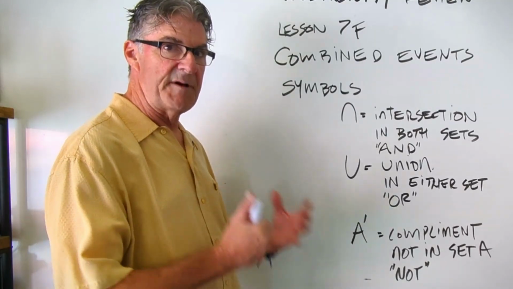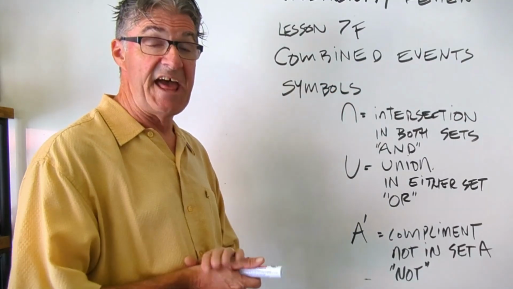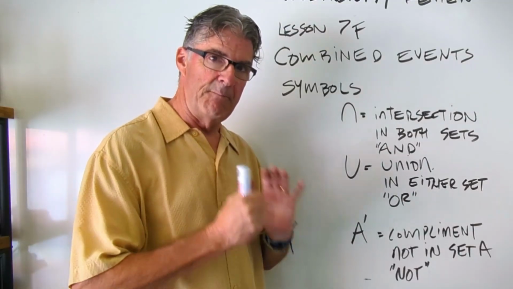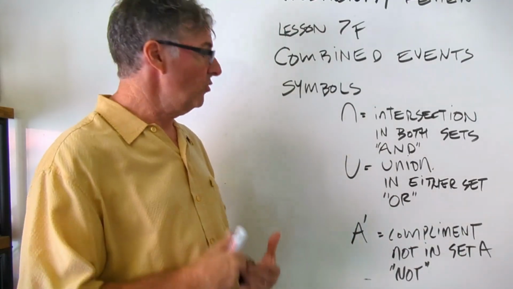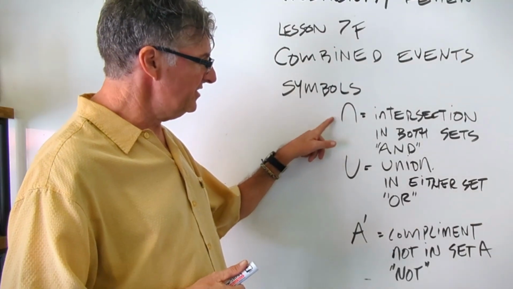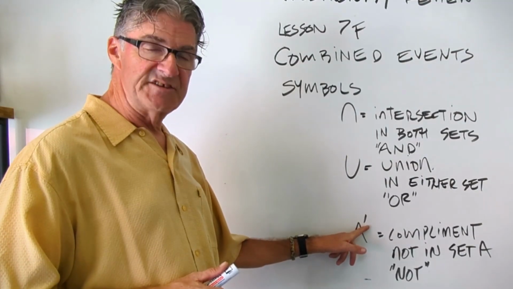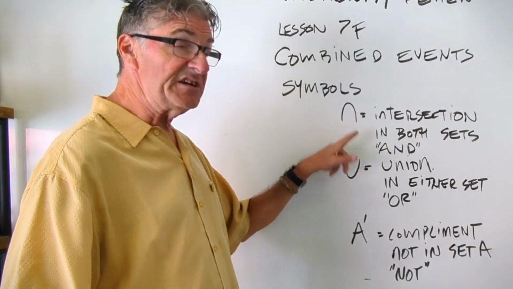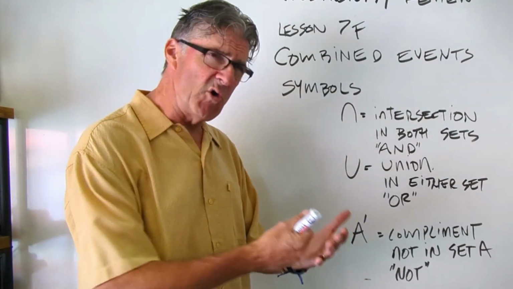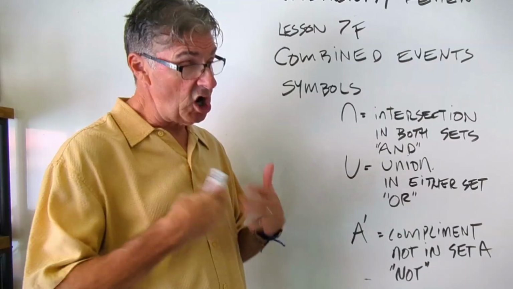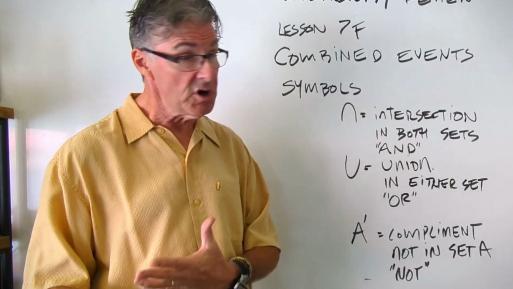All right, we're going to talk about combined events. That was lesson 7F. There's a bunch of symbols you need to understand to answer the questions. So we're going to start with 3: intersection, union, and the not, the complement. So the intersection is more restrictive. It wants elements that are in both situations or sets. We're calling them sets. They're sets of outcomes.